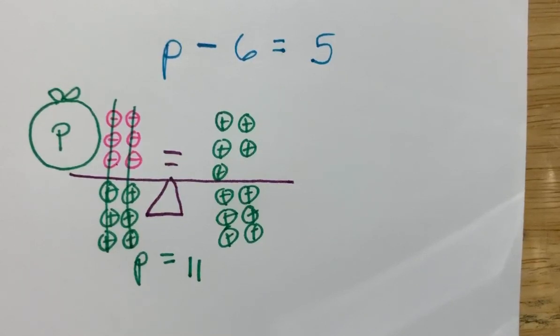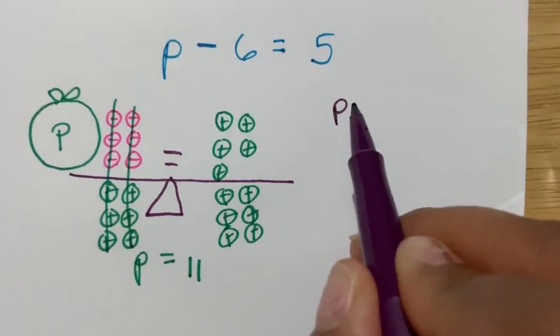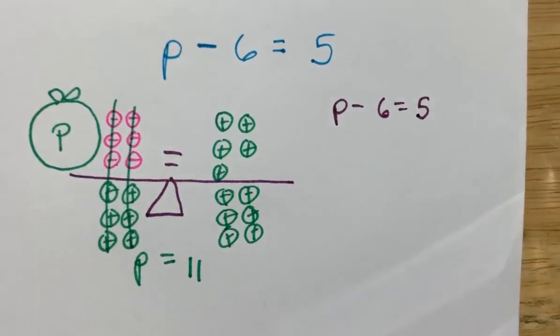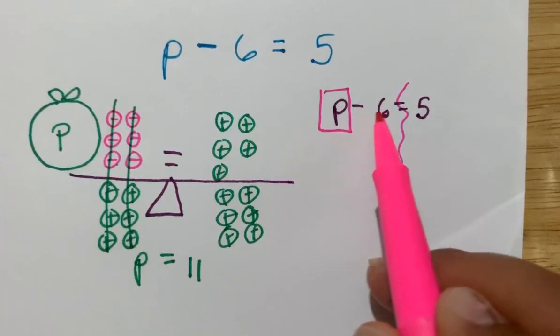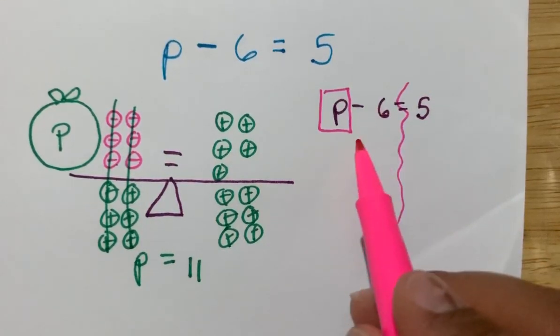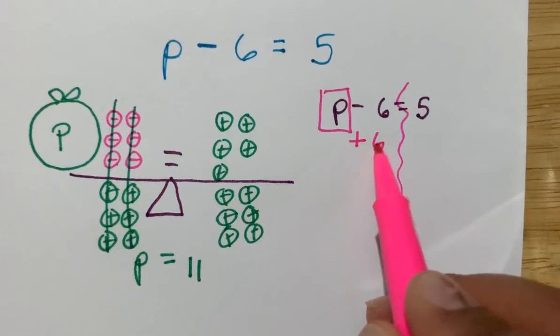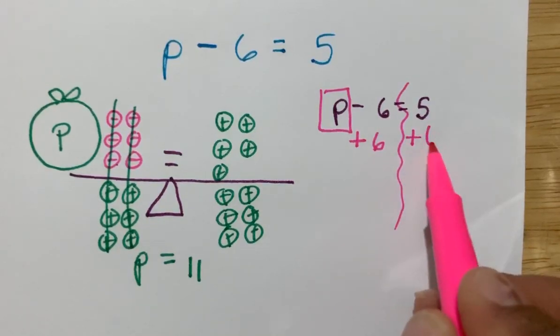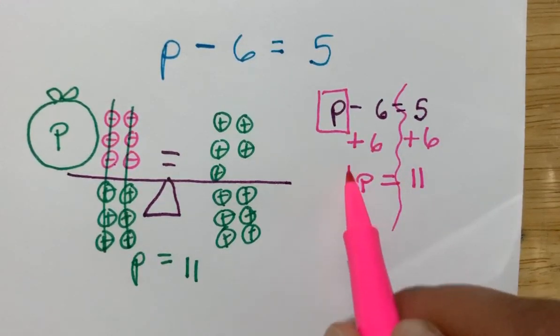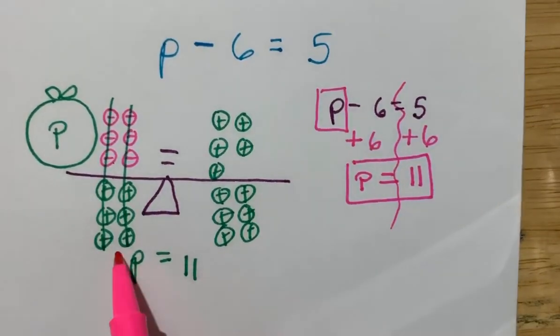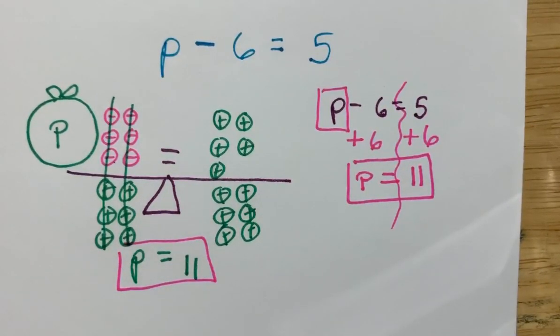And when we solve it algebraically, P minus 6 equals 5. Again, I like to divide my sides. And so I want the pouch by itself, or P by itself. So if I'm taking away 6, the inverse operation is to add 6. And what you do to one side, you do to the other. So your P has a value of 11. And you can see that it matches our model. And so this concludes this tutorial video.